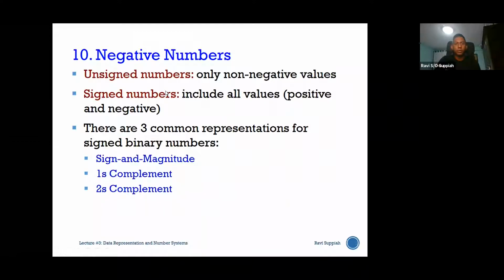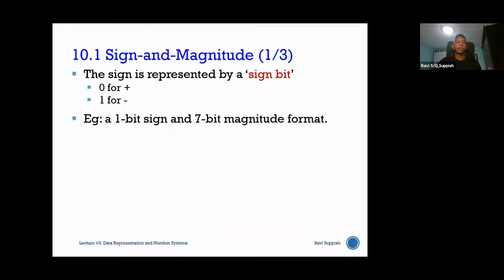In order to do that, we need to have a way of representing them. There is some format, some rules on it. There are 3 common representations: sign and magnitude, 1's complement and 2's complement. The focus for us will be on 2's complement because that is the default system used in all computing platforms. Your computer, your handphone, and so on. Everybody uses a 2's complement system. So let's look at the first two first, the sign and magnitude and 1's complement, and then we will move on to 2's complement.